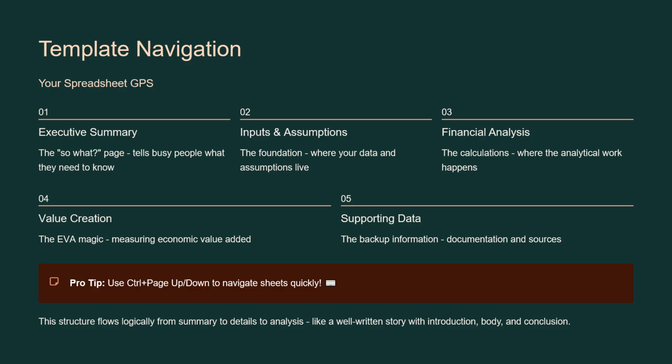And so your goal is to make someone understand your key message in 30 seconds without scrolling. So for example, if your ROIC is consistently above your WACC, that's value creation. A green arrow up or a positive EVA line instantly tells that story visually.